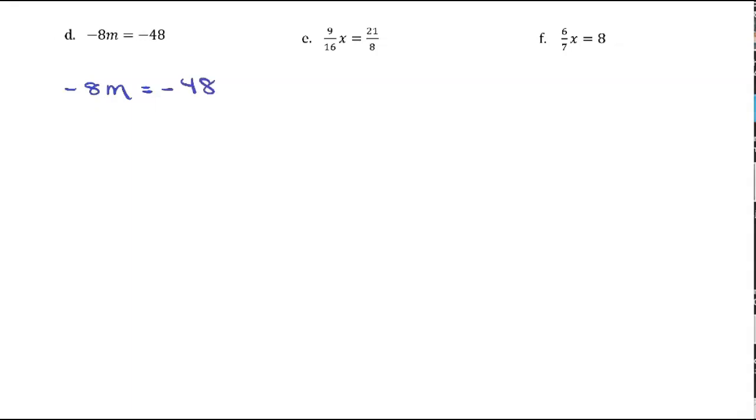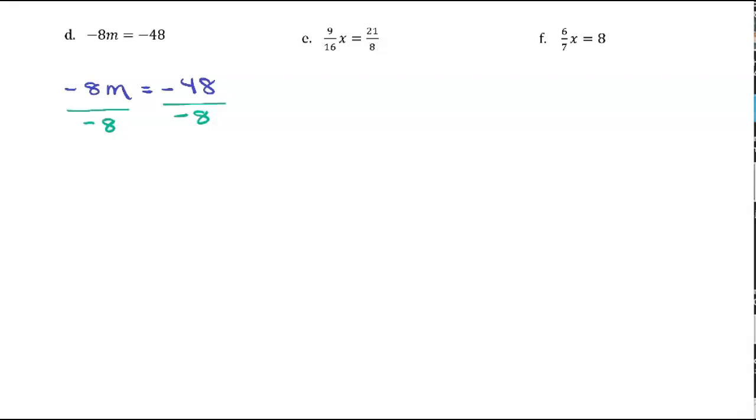Now let's think about what we could multiply both sides of the equation by or divide both sides of the equation by to help us get m by itself. Right now, m is being multiplied by negative 8. So to undo that, I would like to divide by negative 8. Make it fair. Do the same thing to both sides of the equation.